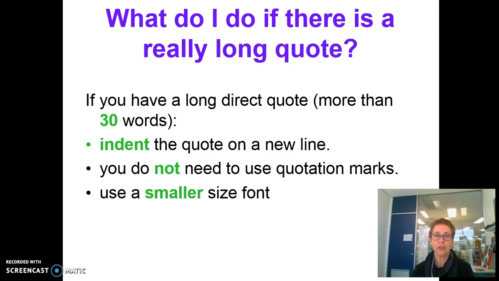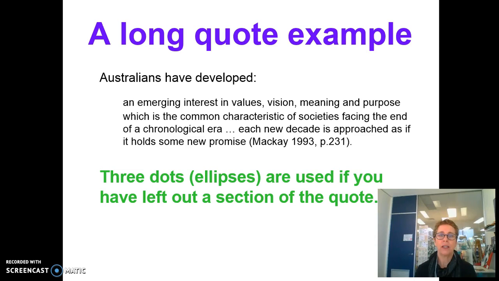But if you are definitely going to use a quote, this is what you need to do. A long quote is more than 30 words. You indent, you move everything over. You don't use quotation marks, and you use a smaller size font. And here's an example. You can see I've moved everything over to the right. I've used a smaller size font, and I've got the reference there at the end.